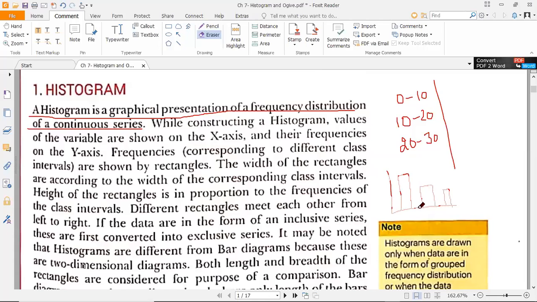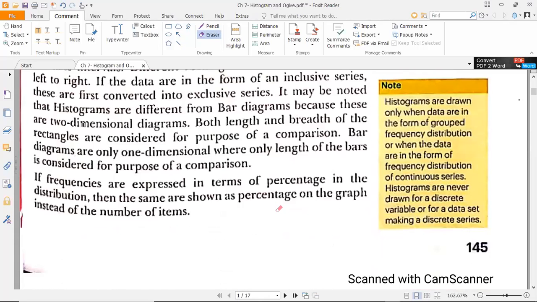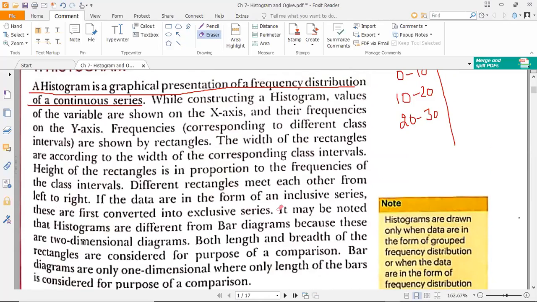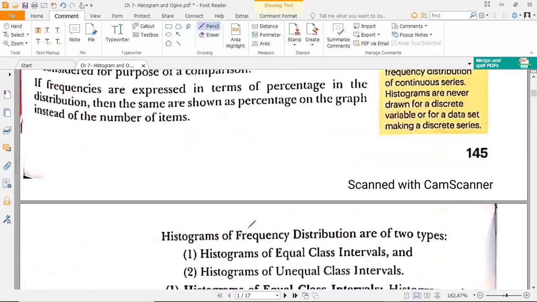Now how the histogram is made, what are the steps to be followed while making a histogram, this is something that you guys must pay attention to. Fine. The frequencies will be shown in histograms again as rectangles that we will be making on the graph, in the form of rectangular bars.